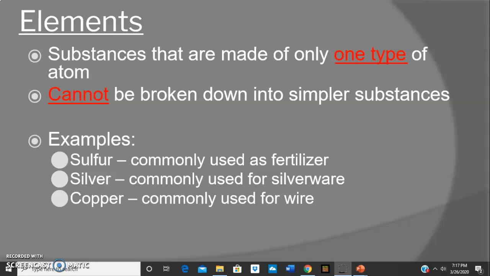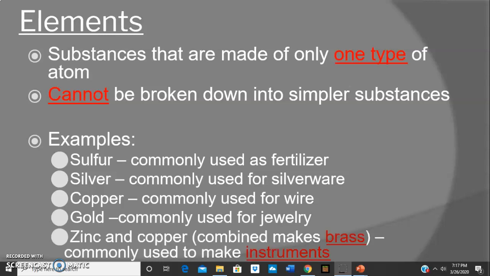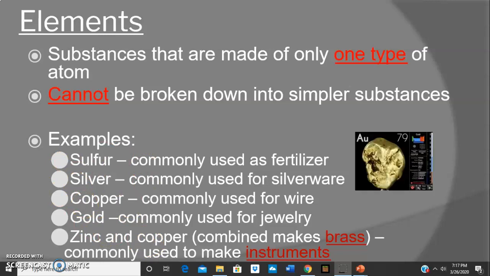Copper, commonly used for electrical wiring in your house. Gold, again, commonly used for jewelry. And zinc and copper are also two examples of elements. When they're combined, they make brass, which is commonly used to make instruments. Brass is an example not of an element, but of a homogeneous mixture, right? But all these other ones here, silver, copper, gold, zinc, all of these are elements. They can't be broken down into anything further. They're as small as they can be, right? And here's gold on the side.